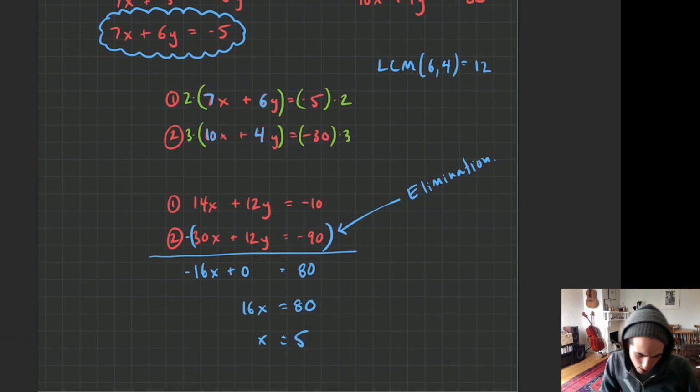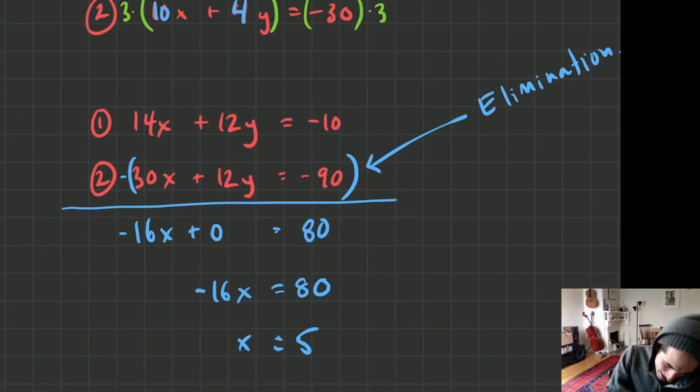Oh, did I make a mistake? Oh, yes, sorry. This is negative 16x, pardon me, which means that x is negative 5.